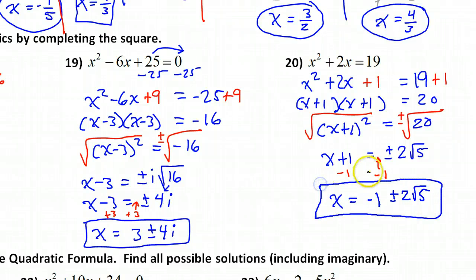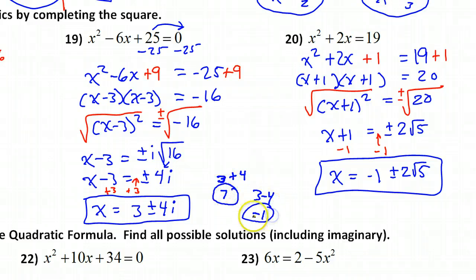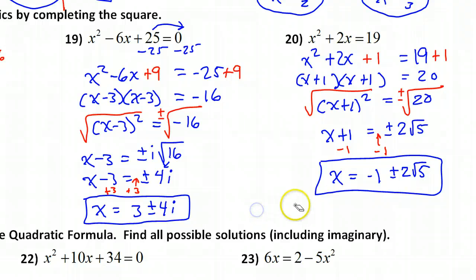So this is the answer. None of these were able to go any further, but please understand, for example, if this i hadn't been here, then I would have done this: 3 plus or minus 4 would have become 3 plus 4 and 3 minus 4. 3 plus 4 would have been 7, 3 minus 4 would have been negative 1, and I would have had two regular looking solutions. So none of these worked out that way because this one had an i and the others had radicals, but you never know. It could turn out to be normal numbers.